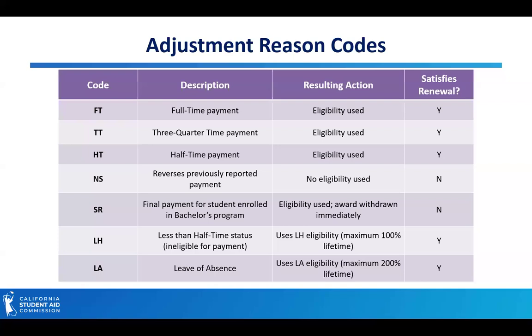SR, that's for our students that are seniors and their final Cal Grant payment. LH, they're less than half time. So again, they're not eligible for payment for that term.